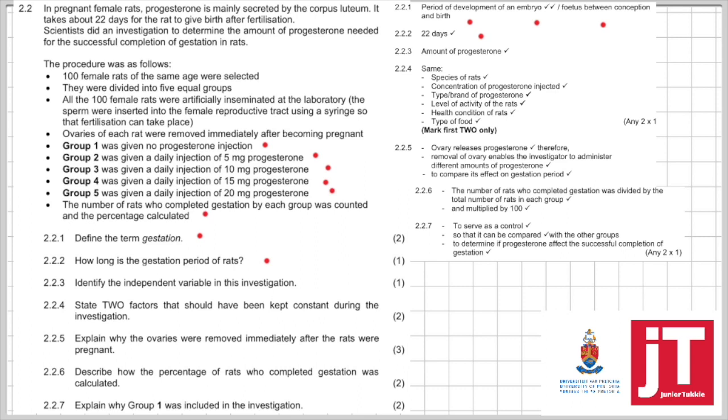2.2.3. Identify the independent variable in this investigation. What are you choosing to control? The amount of progesterone. 2.2.4. State 2 factors that should have been kept constant during the investigation.